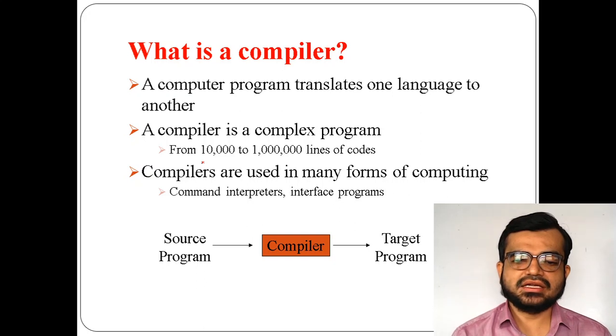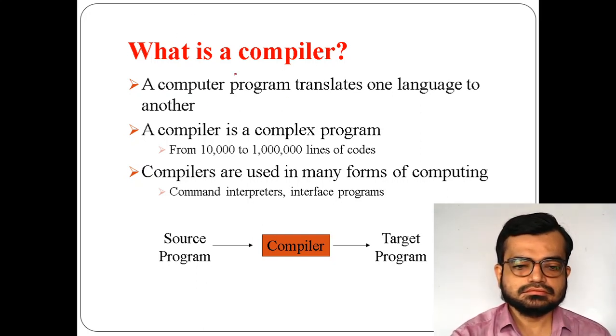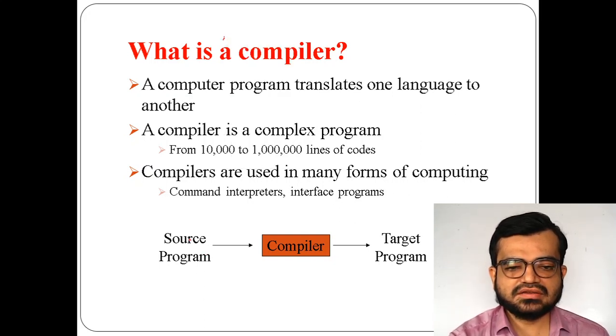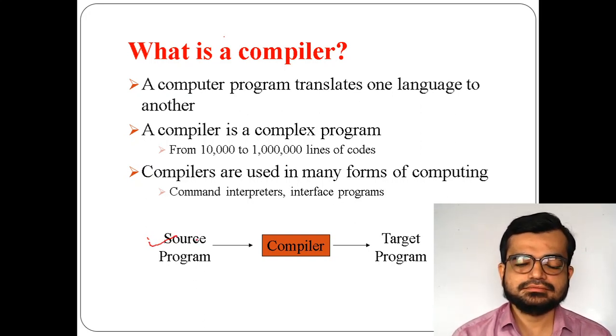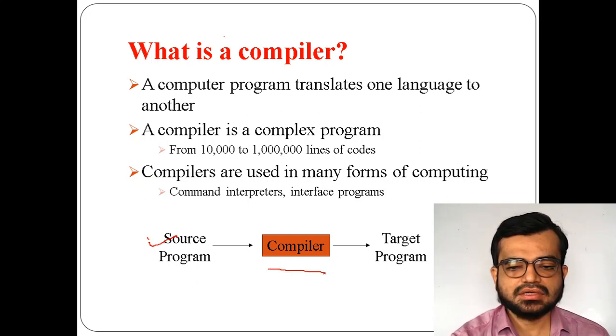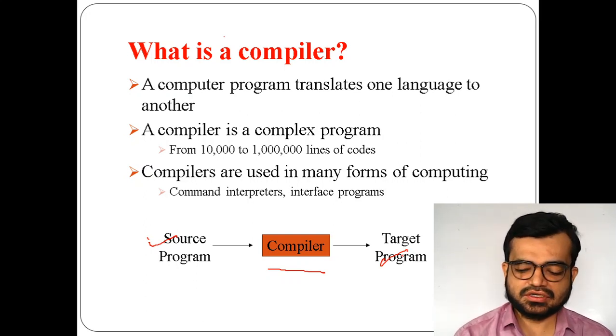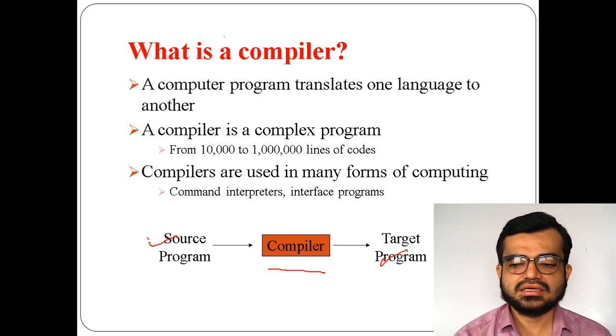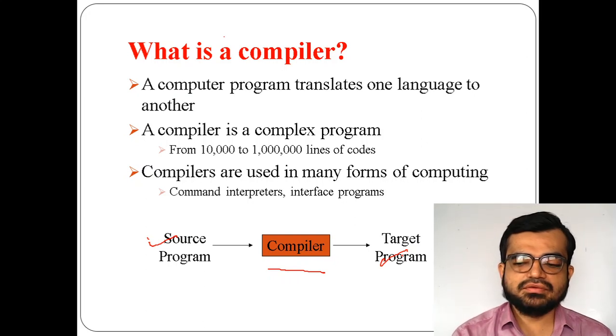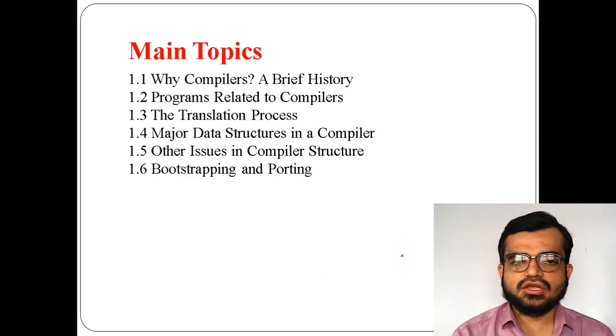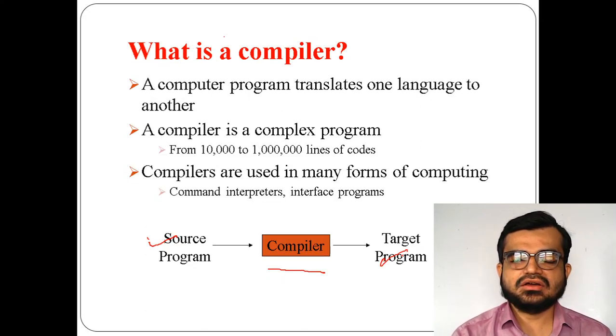If you see this diagram, this is your source program, and using this compiler, you achieve the target program. This target program is in a machine understandable format, or code, in the form of registers. So that's the basics of a compiler.